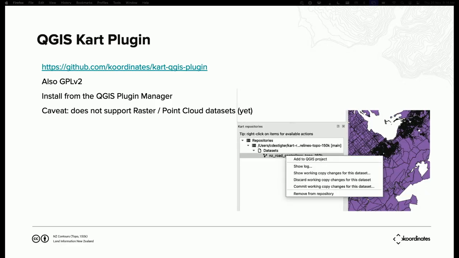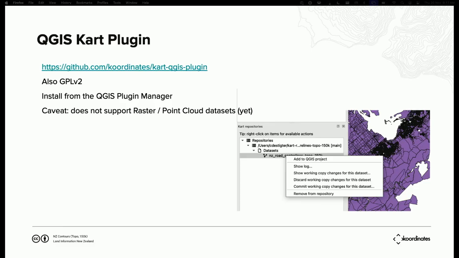Right. So when you typed that massive spatial filter command line, you might have noticed that that's actually pretty ripe to have a GUI in front of it. And so we built a GUI for it and everything else. So there's a QGIS Kart plugin. You can install it from the QGIS plugin manager. And it supports almost everything that Kart does.